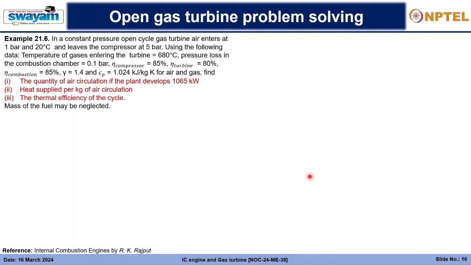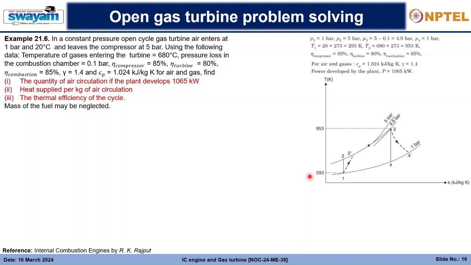Okay, then let us solve this problem. So the TS diagram is given something like this. Now using the same strategy, but a little bit different in that there is a pressure loss. So initially this is at 5 bar and there is a pressure loss of 0.1 bar at this point. So we will see how we can account for that.